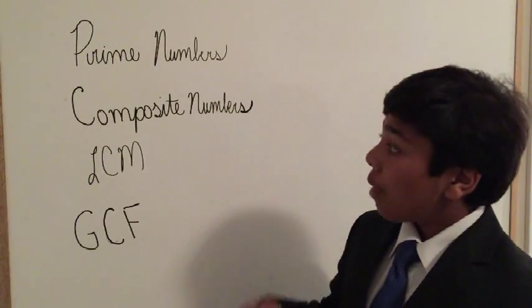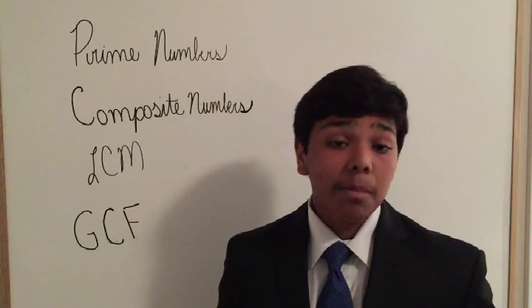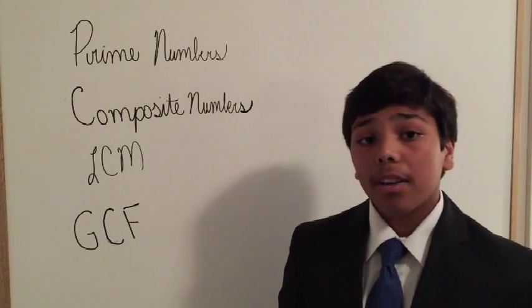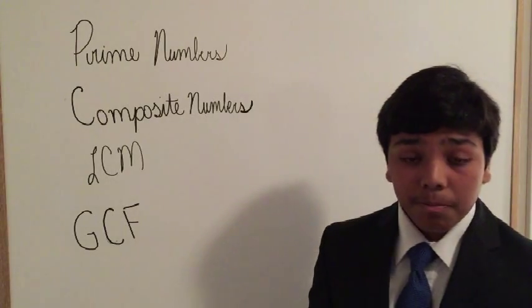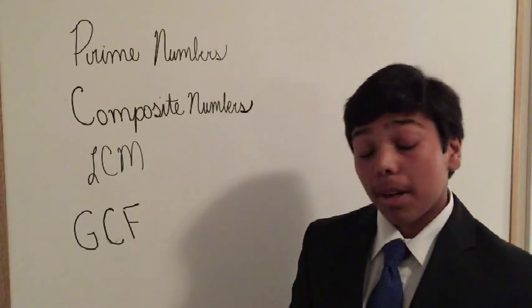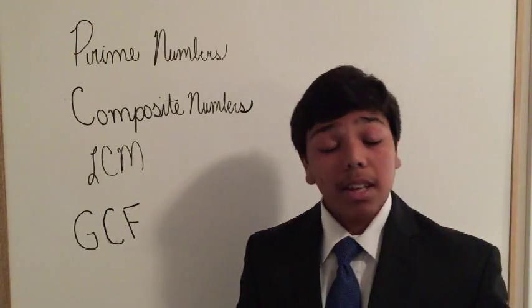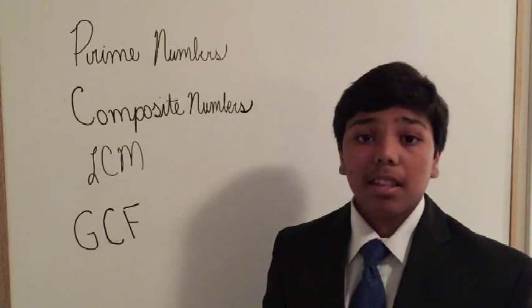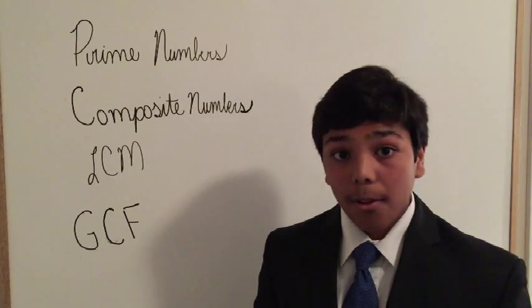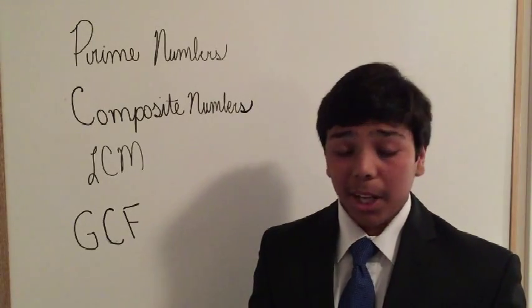Now let's talk about composite numbers. Composite numbers are numbers that can be divided by itself, 1, and any other number. 4 is a good example of this. 4 can only be divided by itself, 1, and 2. Another good example is 6. 6 can only be divided by itself, 1, 3, and 2.